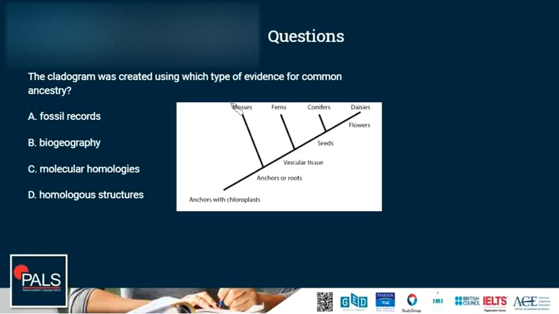The cladogram was created using which type of evidence for common ancestry? The fossil record, biogeography, molecular homologies, or homologous structures? This is a tough question. We did not discuss this in detail in this screencast, but if you want to know a bit more about how to solve a question like this, you can watch the lesson on evidence for common ancestry, another evolutionary lesson.